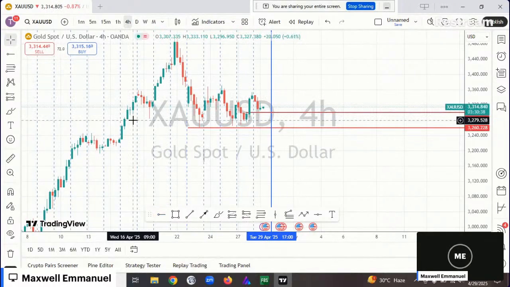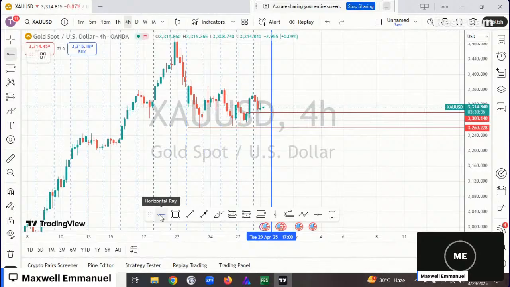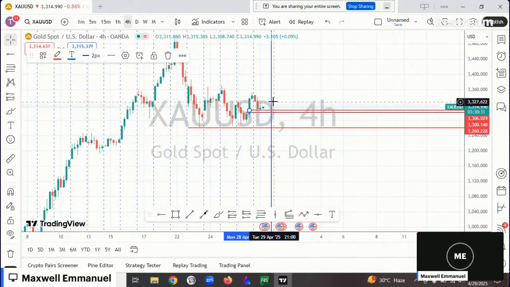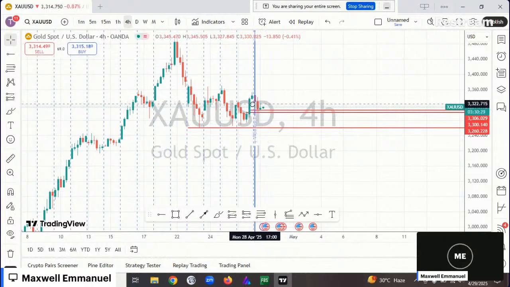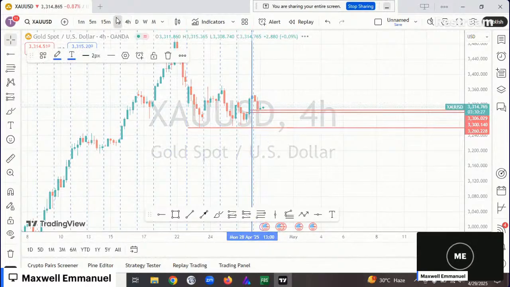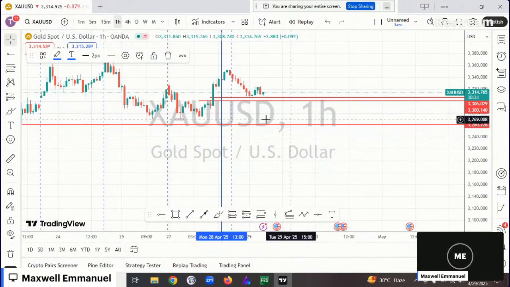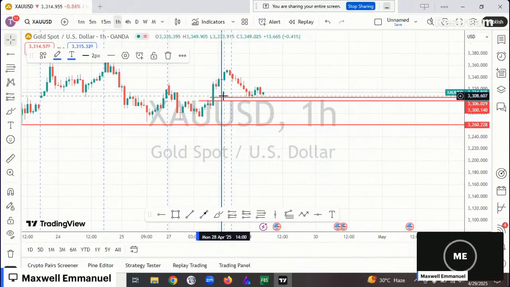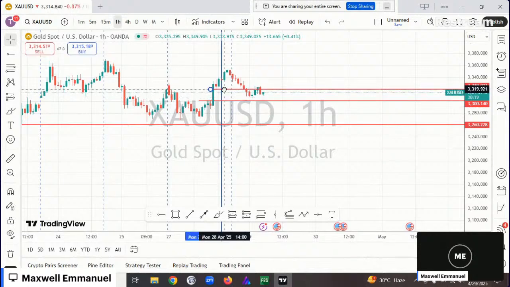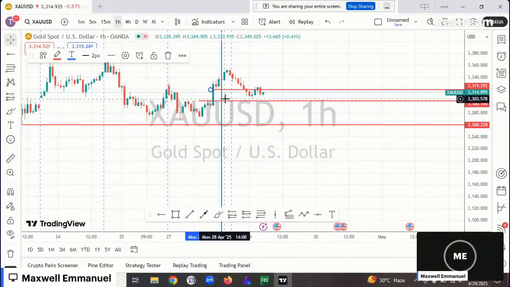That could be the reason for the pullback, this fair value gap. Let me go down to 1 hour. So we have the fair value gap here on 1 hour. This pullback will just be to fill the fair value gap. You can see we had a mitigation block here.